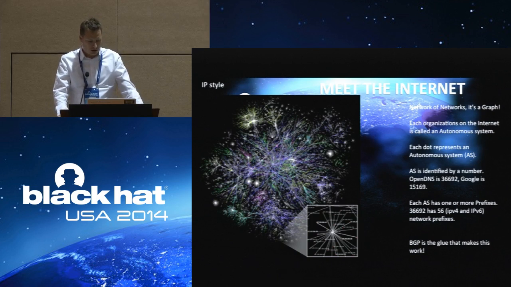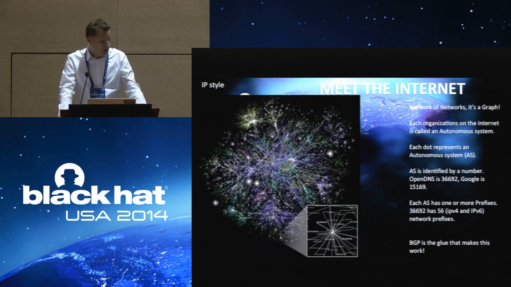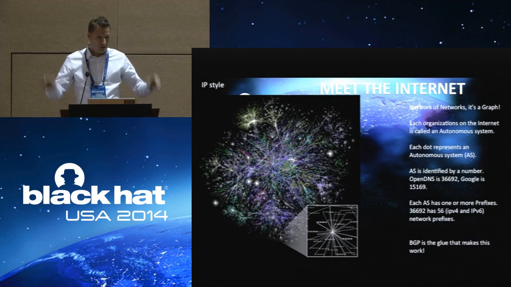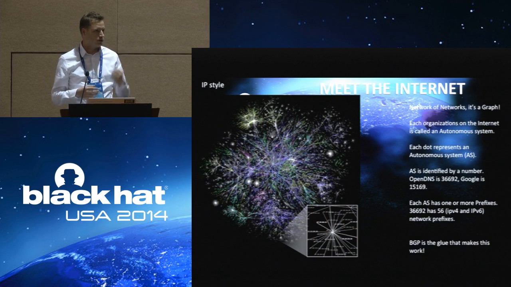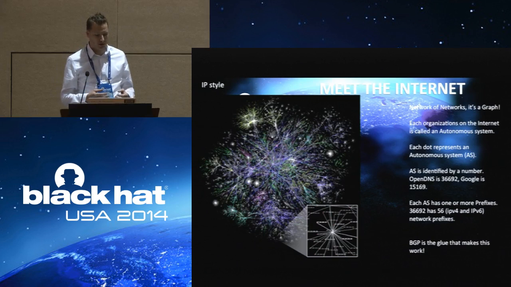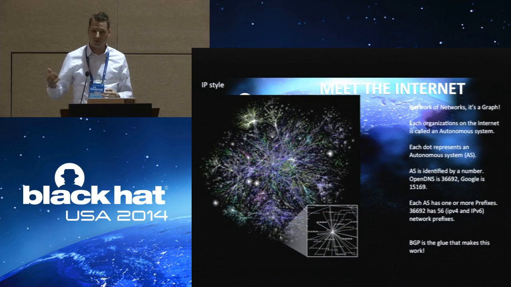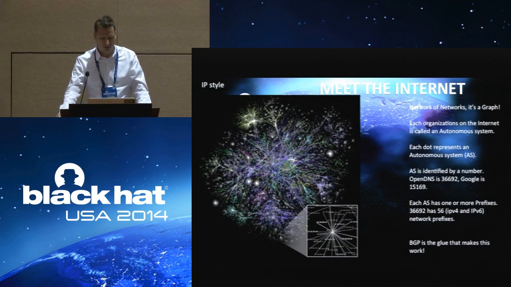For example, OpenDNS is 36692. These are just numbers assigned to you by RIPE, ARIN, etc. And then each autonomous system, each dot in this graph, announces one or more IPv4 or IPv6 prefixes. So we have this big graph, they're all connected to each other, because obviously if you're just one autonomous system, you're not really an internet, you're a network, but you're not connected to the rest of the network. So you need to be connected to at least one other provider, typically a service provider, or in a better case, you're connected to multiple of them.